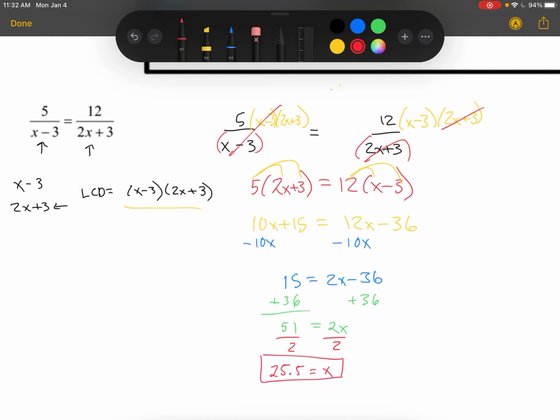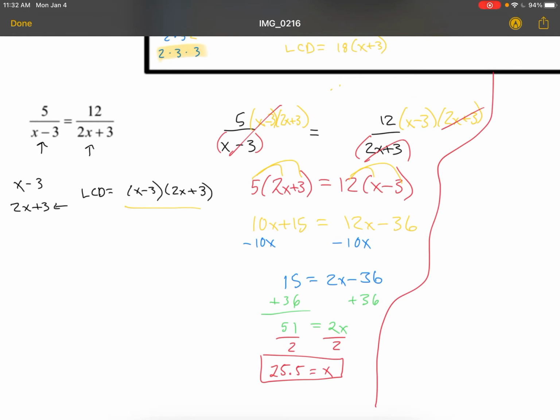And we're almost done. We are actually not allowed to just stop right here. We do need to plug back in and check. The reason why is because we can't have 0 in the denominator. If that's the case, it would be called an extraneous solution. So we have to make sure we don't have any extraneous solutions. We need to make sure that this 25.5 works, that we're not zeroing out anywhere.